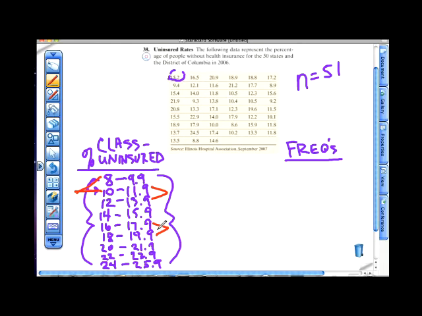Okay? Frequencies. These are a little harder to discern than in the discrete case. You might want to make a tally and tally off the values, how many are in each category. But I ended up with 6 between 8 and 9.9, 11 between 10 and 11.9, 8 and another 8, 7, 4, 4, 2, and 1. Okay, so there are the corresponding frequencies for the quantitative interval class case of a frequency distribution. Okay?